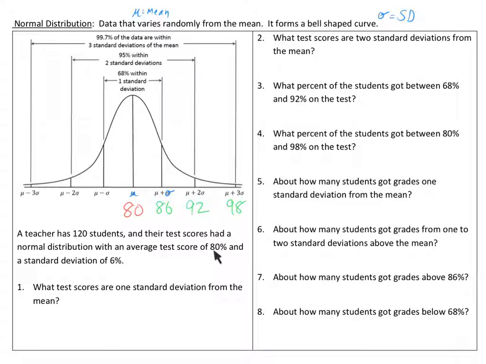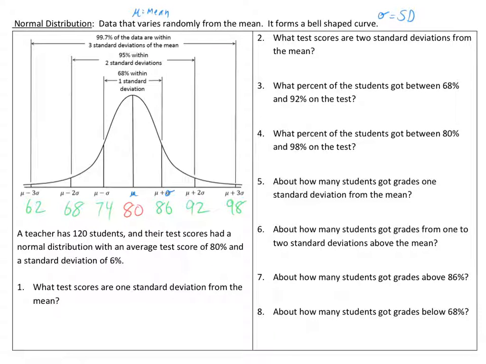So what I'm doing is starting with 80 and adding 6, or 1 standard deviation, to the right. Then could I also subtract 1 standard deviation and go to the left? If I subtract 6, that gives me 74. Subtract 6 again, 68. Subtract 6 again, I have 62. So that right there is the breakdown according to this question. And I do have 120 students, which will come in later.